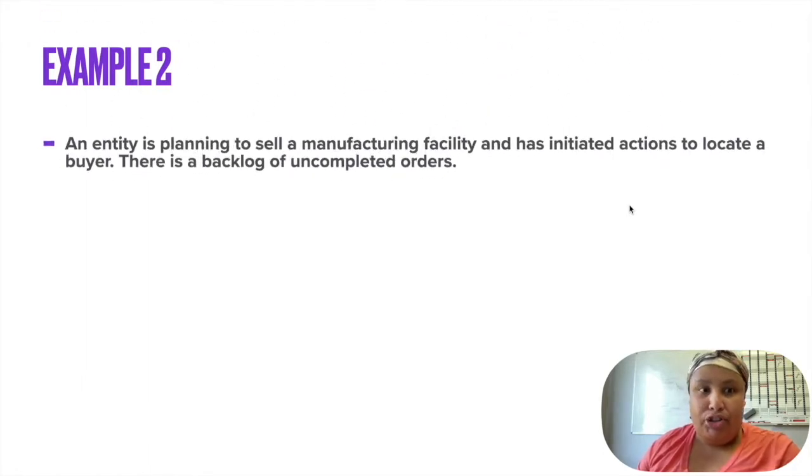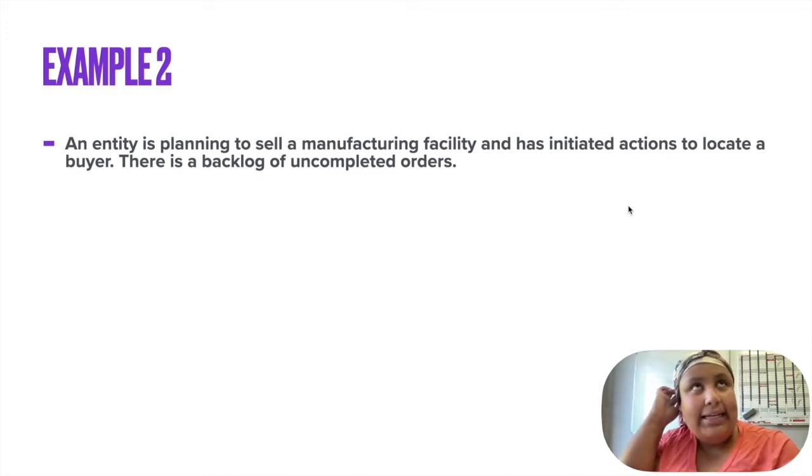So in example 2, we see that an entity is planning to sell a manufacturing facility and it has initiated actions to locate a buyer. There is, however, a backlog of uncompleted orders. So this manufacturing facility still has orders that need to be completed, and the question is, how exactly does this factor into the determination of whether or not this asset is held for sale?